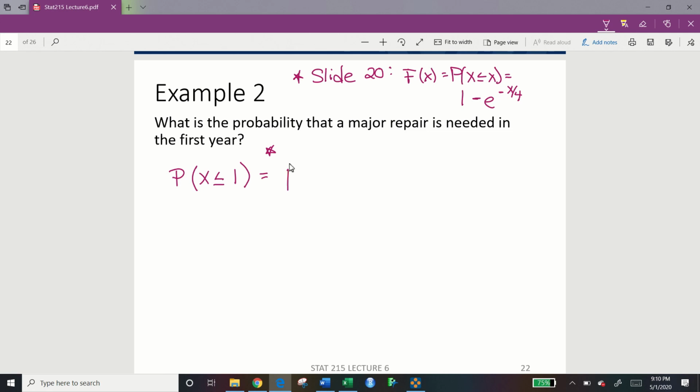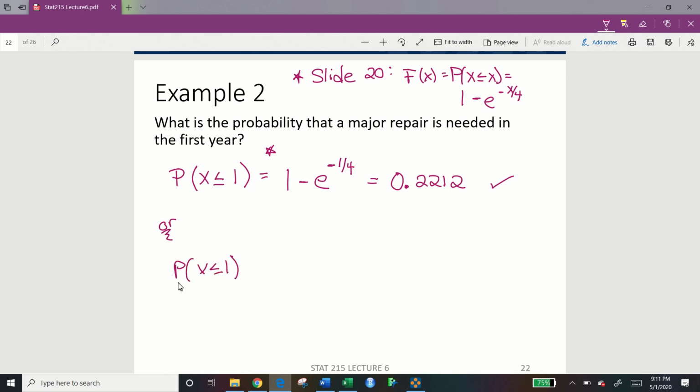The probability of x less than or equal to 1 is 1 minus e to the negative 1 over 4, which will equal 0.2212. Not bad. We could have also done this the long way, which would have been to perform the integration.